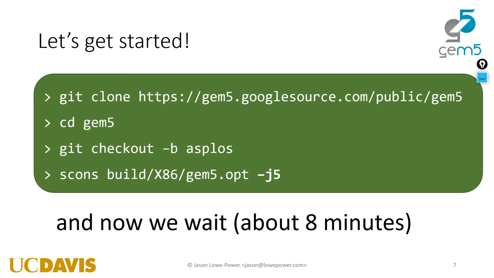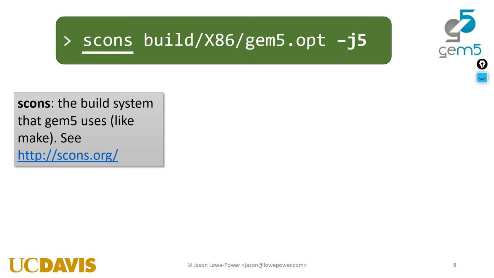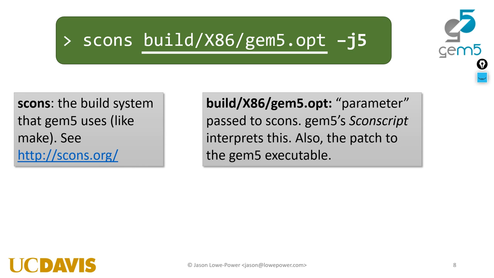While that's building, we can talk about what we just did. So again, we checked this out. We created a new branch, and then we started building. We use the scons build system. Scons, just briefly, is very powerful in that all the build files are just Python, but it's also very confusing because they're weird Python. It's strange.